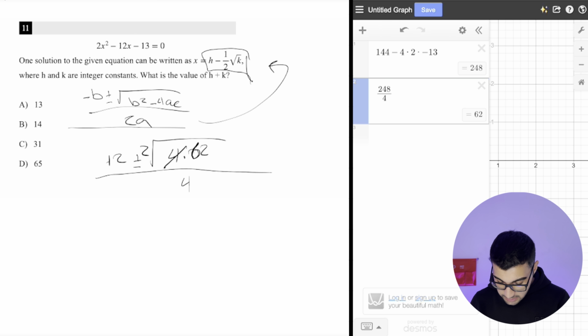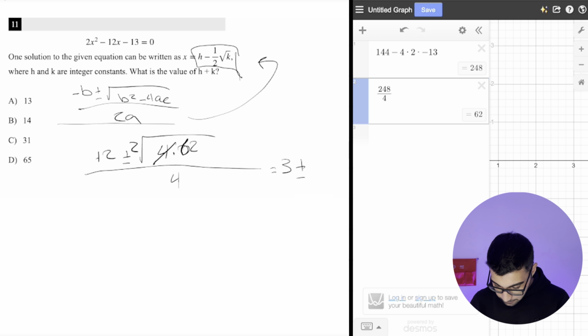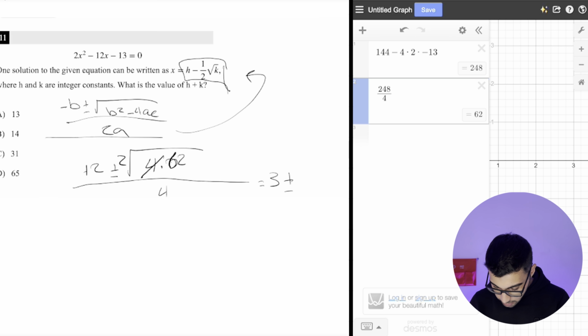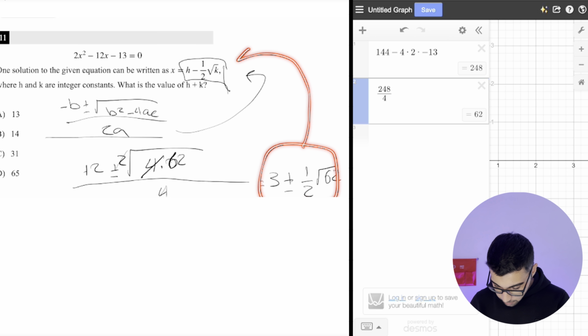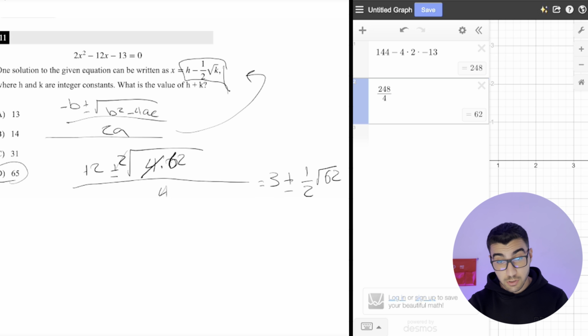Then we want to simplify these numbers with this form. Okay, so 12 over 4 is going to be 3 plus minus the 2 and 4 is going to be 1 over 2 square root of 62. Now it's exactly in this form. You see that h is 3 and k, under the square root, is 62. So we're looking for h plus k. 62 plus 3 is 65, which is choice D for this question.